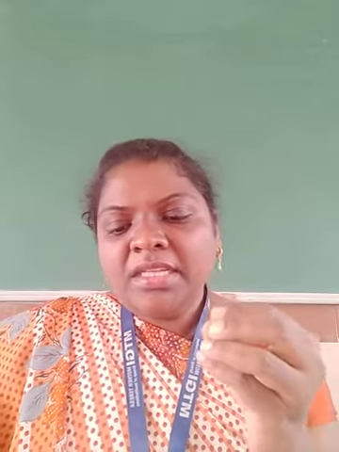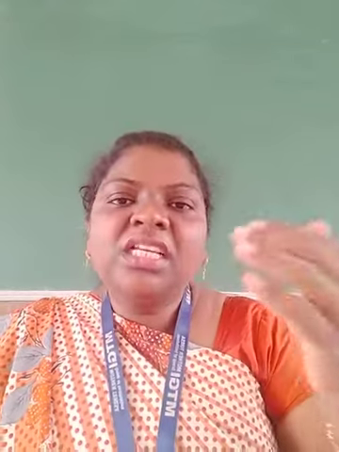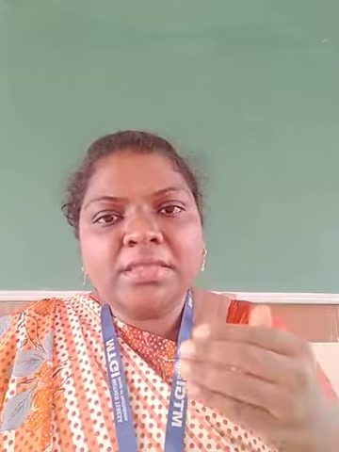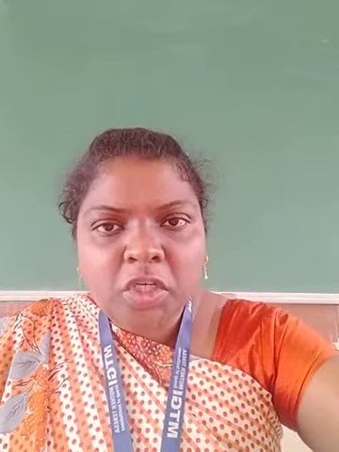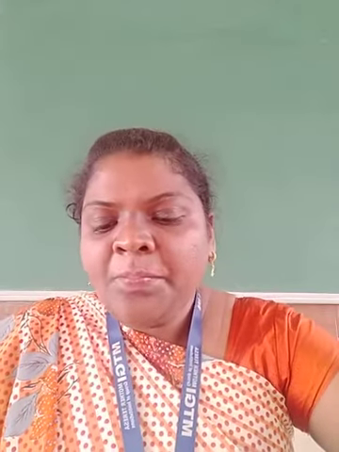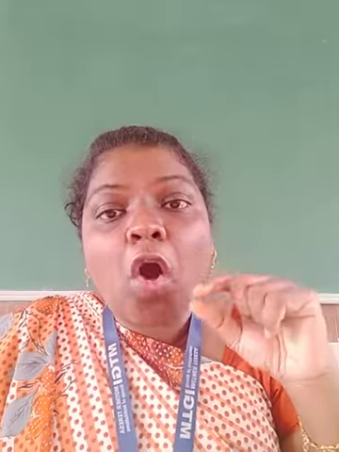Near objects can be seen, but distant or far away objects cannot be seen. This condition is called myopia or short sightedness. Short sightedness means you are able to see things at short distance, but long distant objects you are not able to visualize. For this, glasses will be given, and you should use a concave lens.